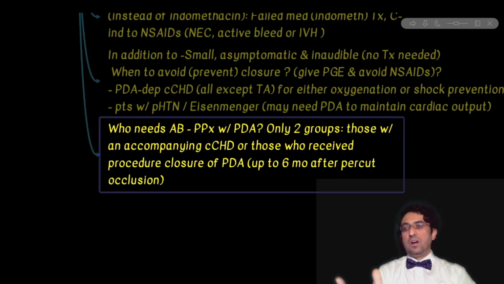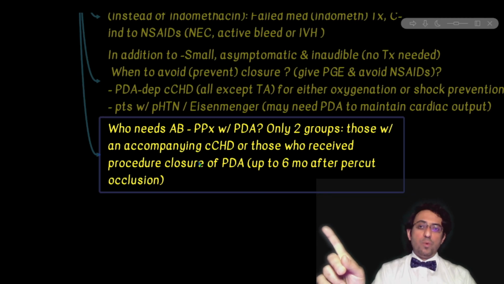One of the important questions in regard to these acyanotic congenital heart diseases is the need for prophylactic antibiotic treatment before procedures. How do we address this question? Remember, for septal defects, we usually do not consider prophylactic antibiotic before any procedure. But in the case of patent ductus arteriosus, two groups of patients would need antibiotic prophylaxis. Who are they? One group are those with accompanying cyanotic congenital heart disease, and the second group are those who have received surgical management for the closure of their PDA. They require up to 6 months of antibiotic prophylaxis after their percutaneous occlusion.